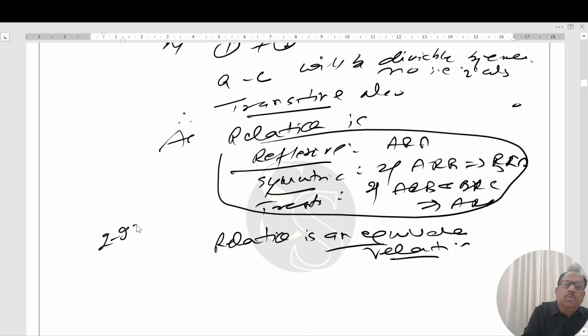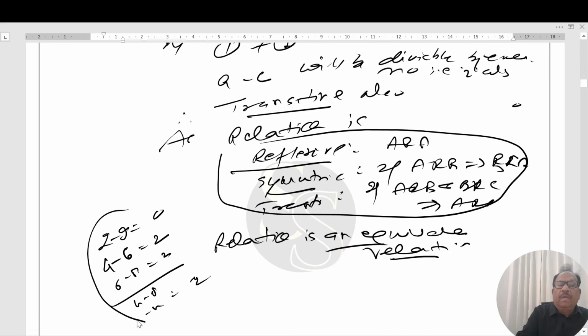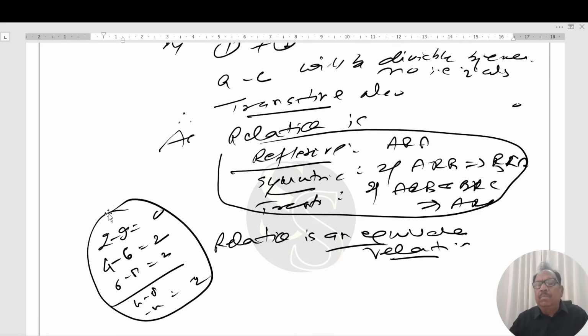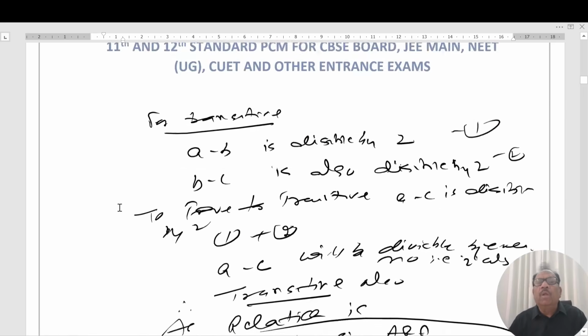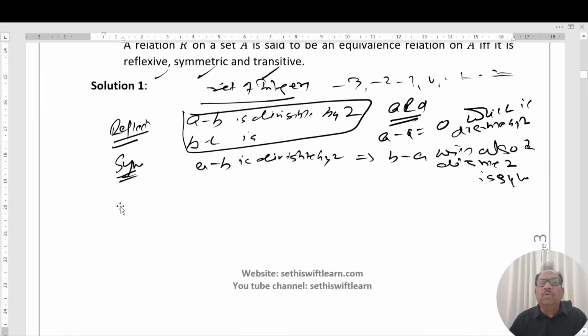I can explain with this. 2 minus 2 is 0, divisible by 2. 4 minus 6, divisible by 2. 6 minus 8, divisible by 2. If we add, 4 minus 8, that is minus 4, divisible by 2, right? Now, I think this question will be clear.